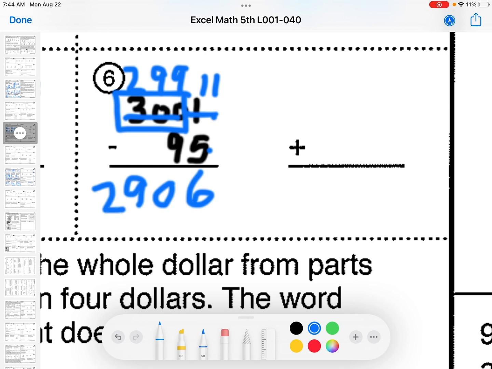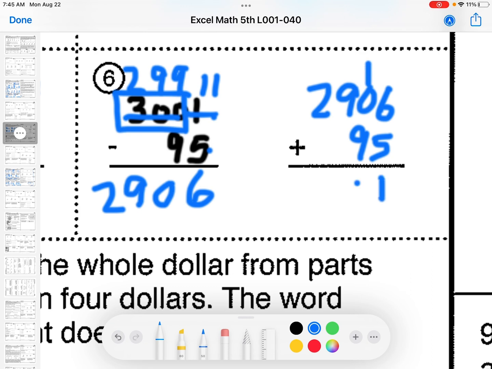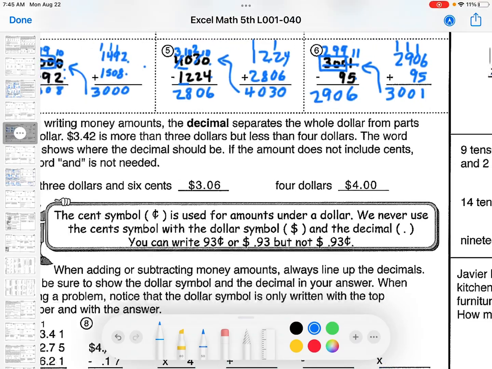There we go, 2906. Let's see if that matches or adds up. 2906. Hey, time for school to start. 6 plus 5 is 11. Regroup the 1. 10. Regroup with the 1. 10. And 3. 3001. We're looking good.